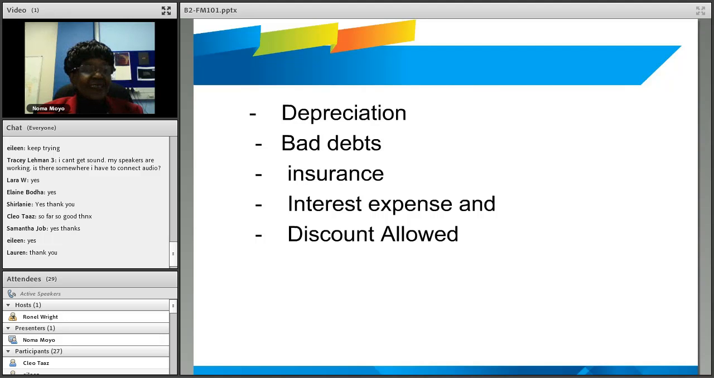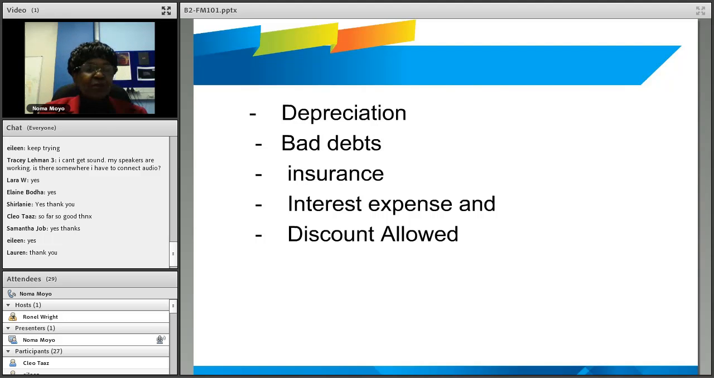Depreciation. What is depreciation? It is the loss in value through wear and tear. We will see that we have two ways of depreciating: the straight line method, which is called the fixed installment method, and the diminishing balance method, which is called the reducing balance method. We are going to look at that.